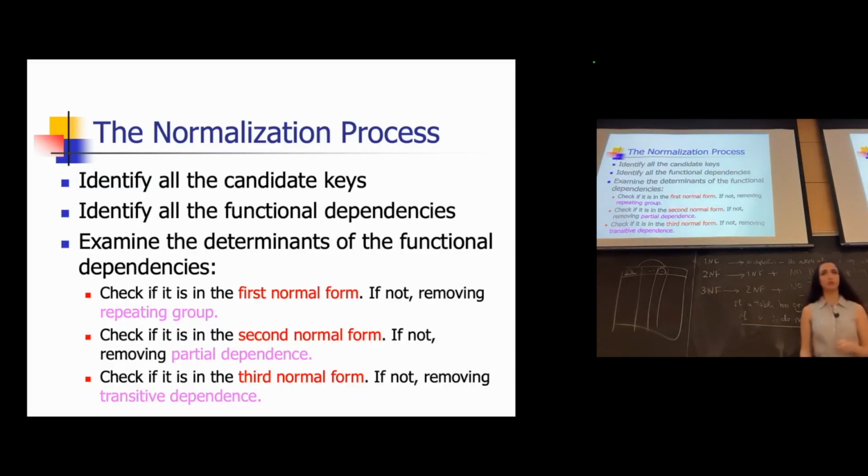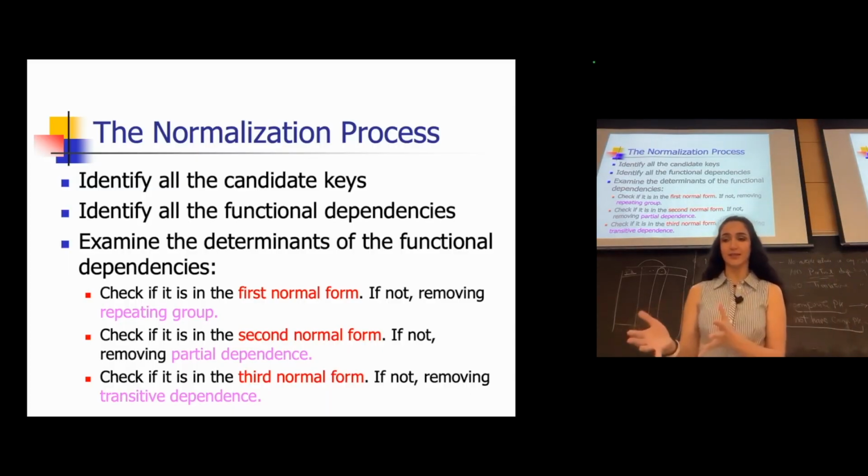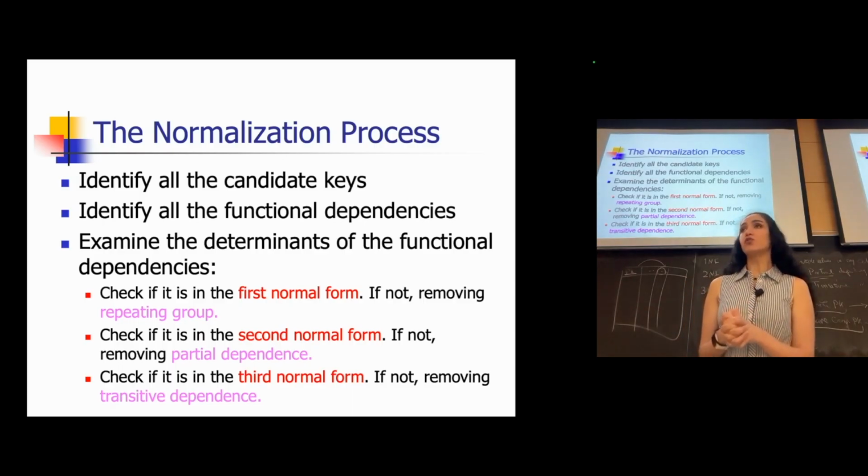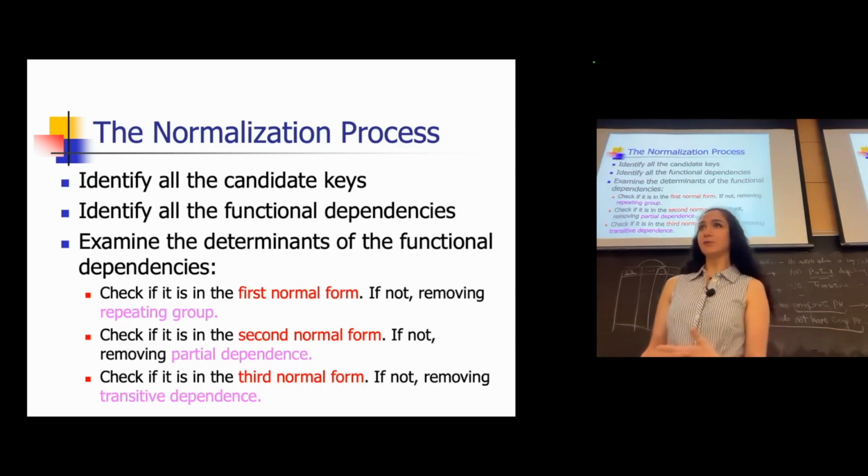I don't want you to do the denormalization. You may want to keep a table intentionally in 2NF, for example, for some reason. Then you can explain why, okay? We'll see more examples today.